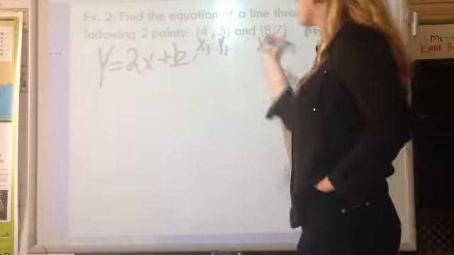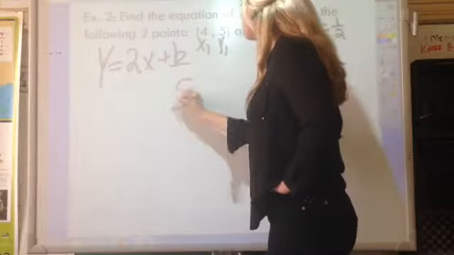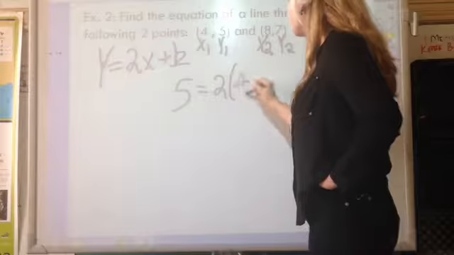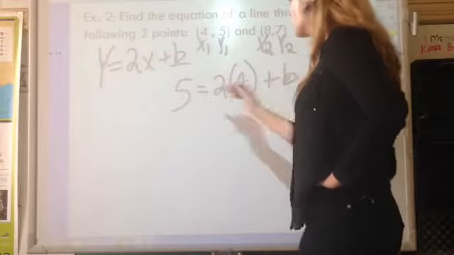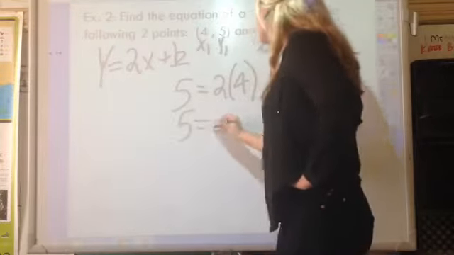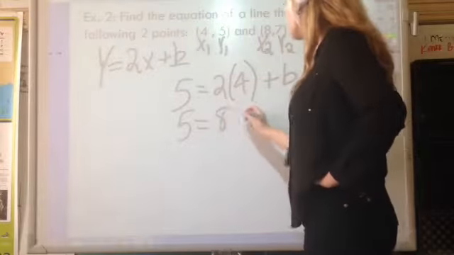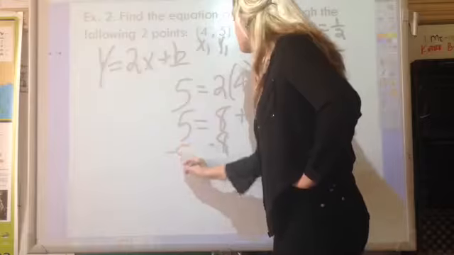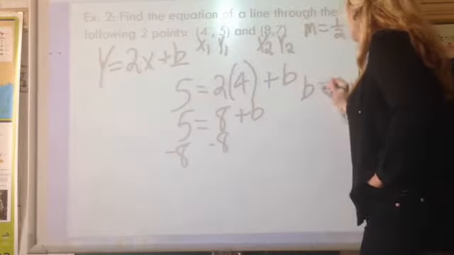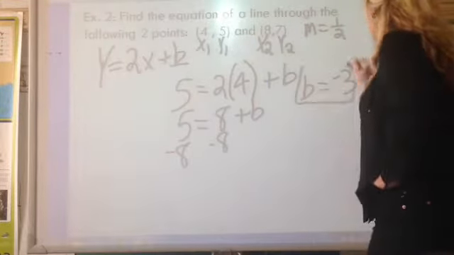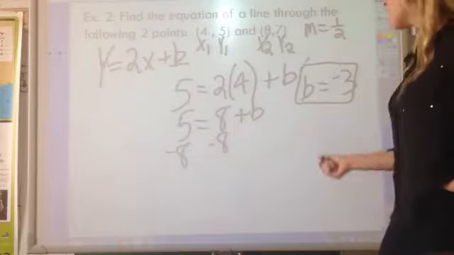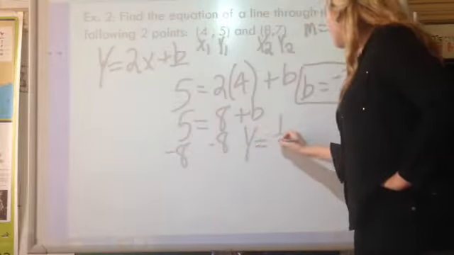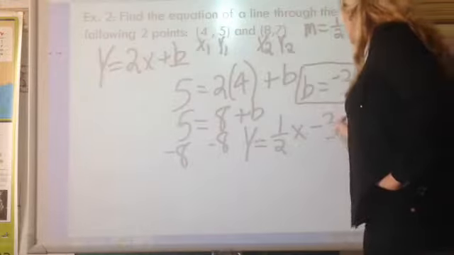I'm going to pick 4 and 5. 5 goes in for y, and 4 goes in for x. Then I just solve for b. The 5 comes down. 1/2 times 4 gives me 2, plus b. If I subtract 2 from both sides to get b alone, I'm left with b equals 3. Since I have my slope and my y-intercept, I can write my equation, which is y equals 1/2 x plus 3.